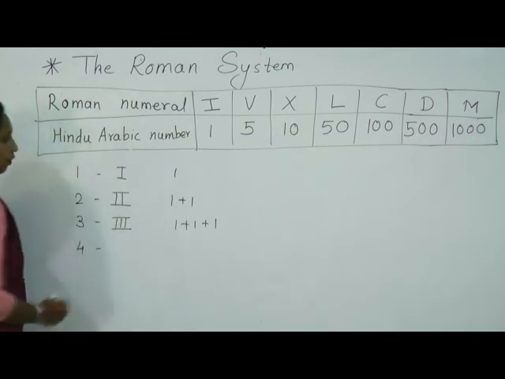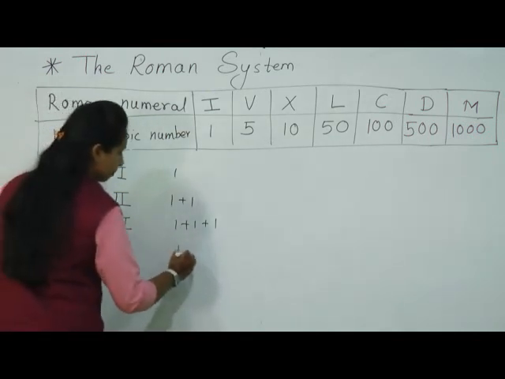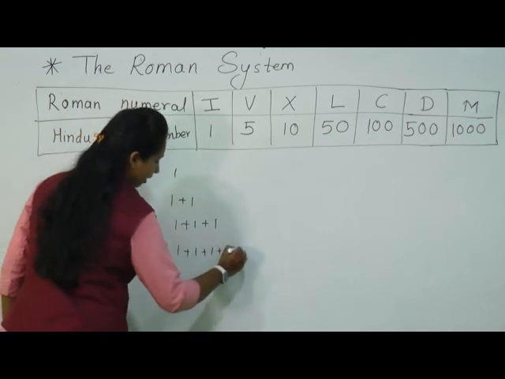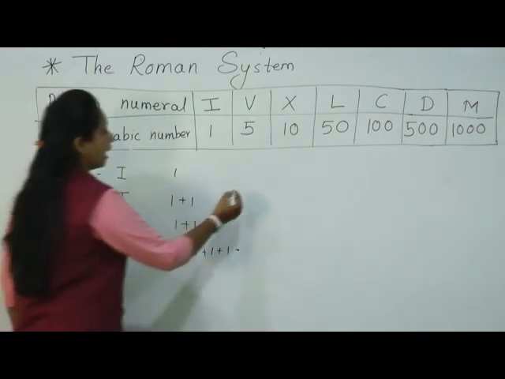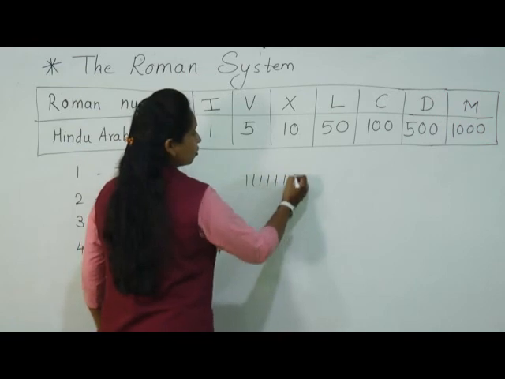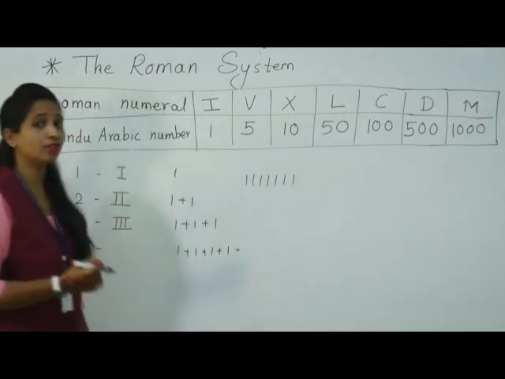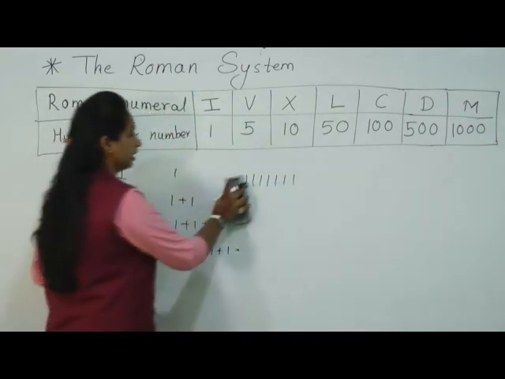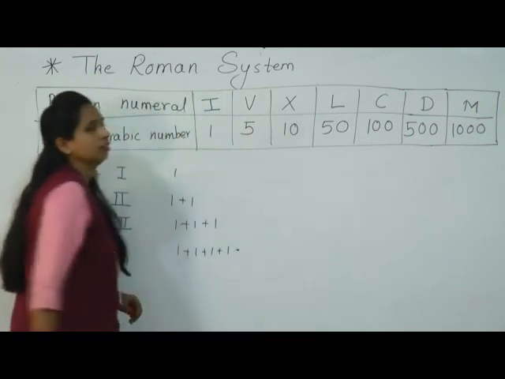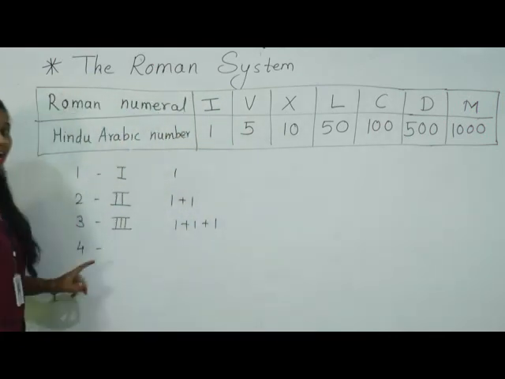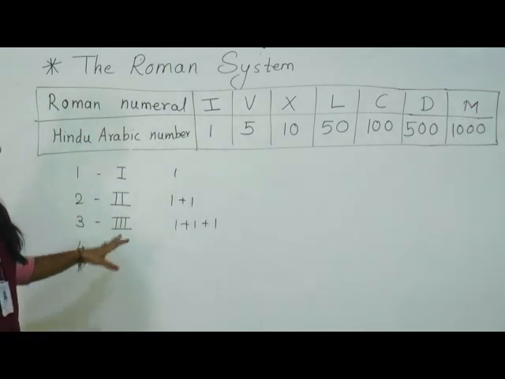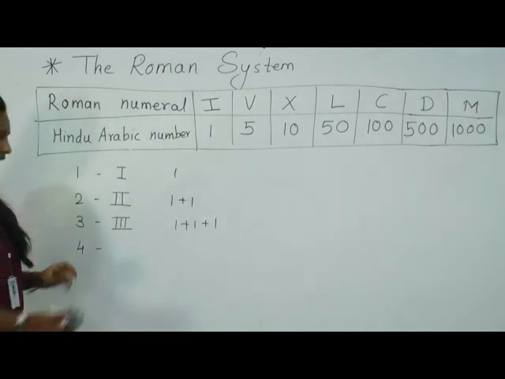Now what about 4? You will say 1 plus 1 plus 1 plus 1. But there are some rules to write the Roman numbers. If we continue like 1 plus 1 plus 1, I continues, so there is no ending to I. So they have made some rules for the Romans. Now let me tell you. We cannot repeat I more than 3 times. We can repeat I only 3 times.